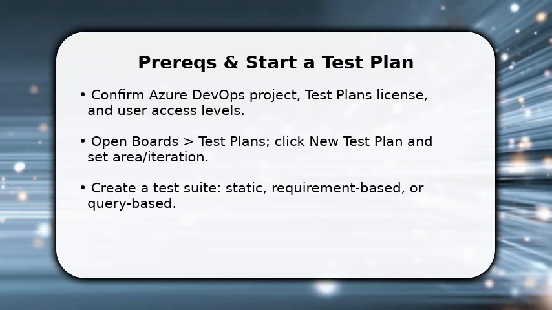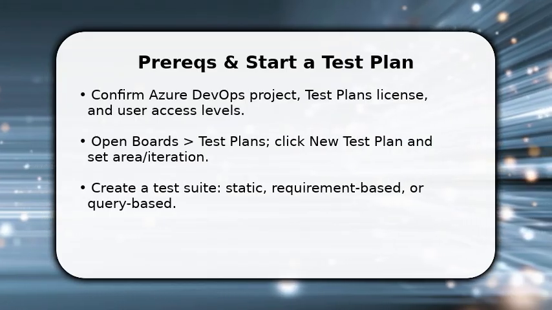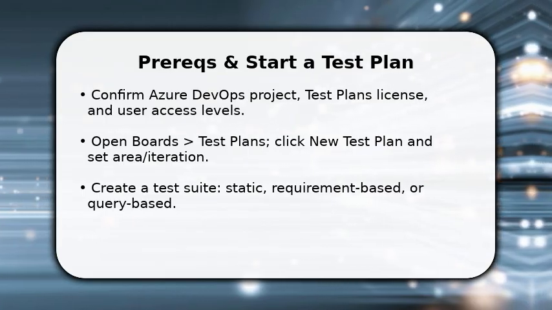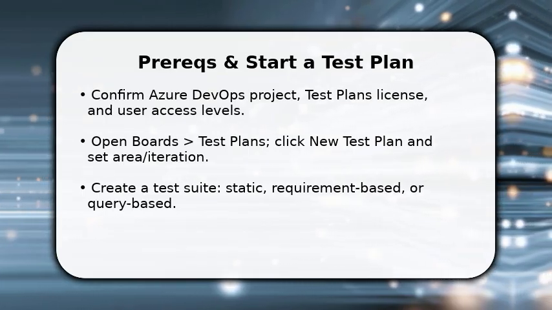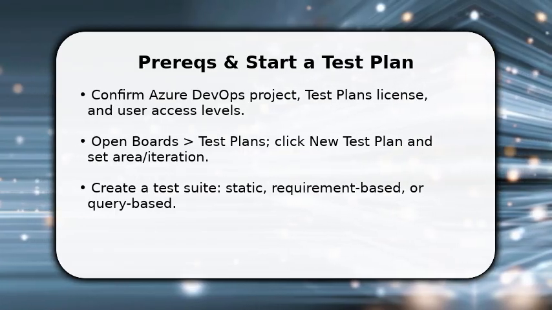You begin by confirming prerequisites, a project in Azure DevOps, Test Plans access, and appropriate permissions. Open Test Plans, then click New Test Plan to start, name it, and assign area and iteration so results map to work. Once done, add a test suite.